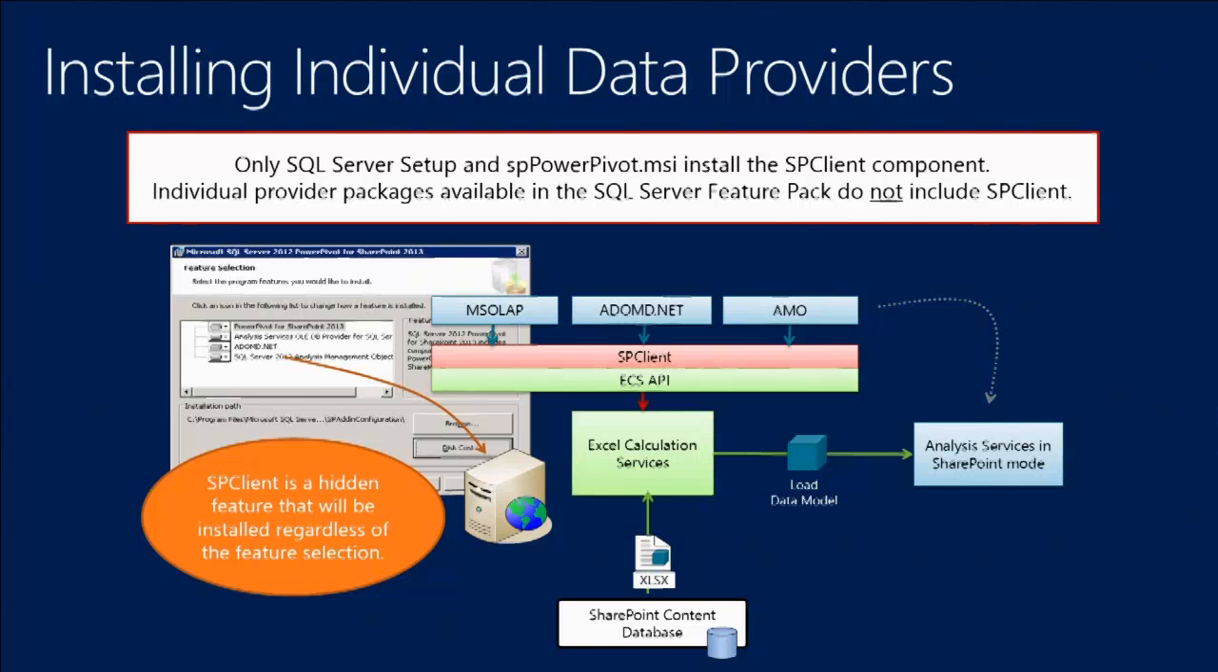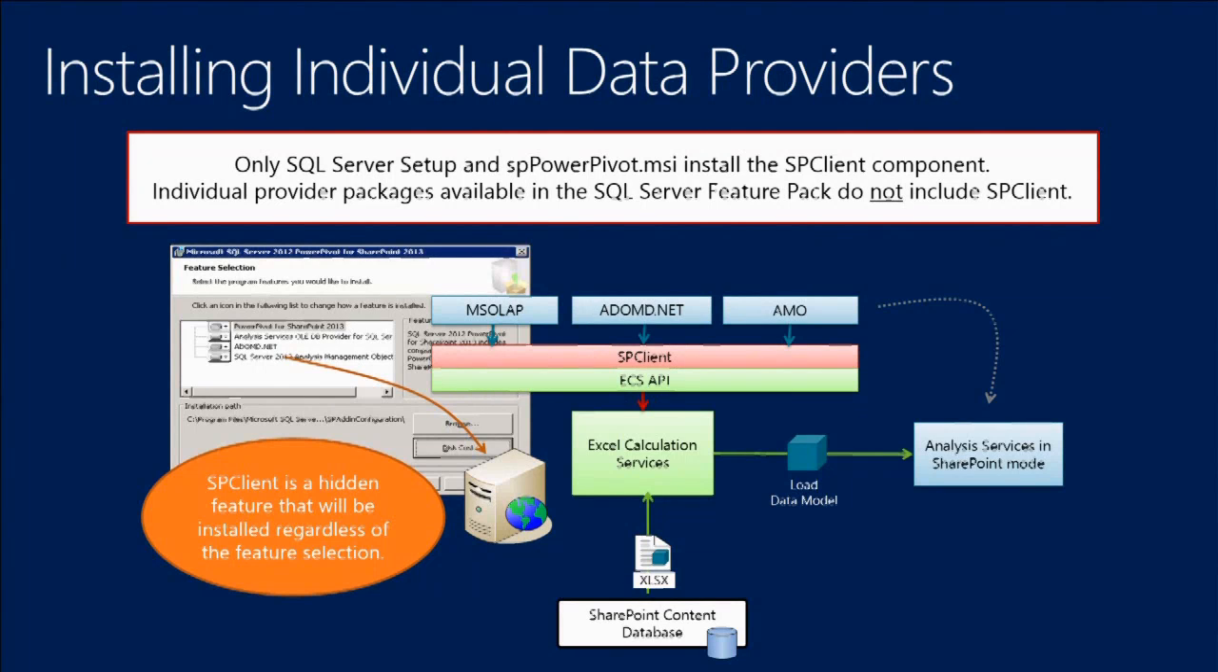As you can see here in that screenshot, hopefully, in the list of features that our MSI offers you, we have the 3 data providers. First one is our MS OLAP, the OLEDB provider. Second one is ADOMD.NET. And the third one is AMO, our Analysis Management Objects. But you don't see the SP Client because it is a hidden feature that we always install, because you always need it. And then we have the Power Pivot configuration tool, which we also have in this package.